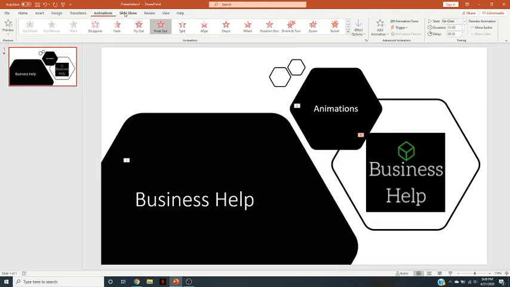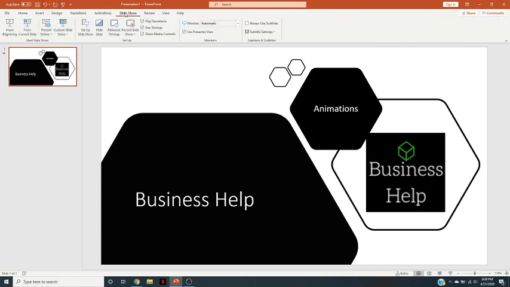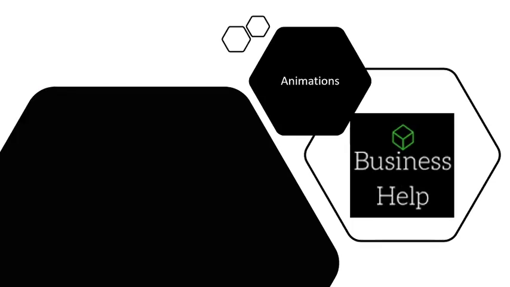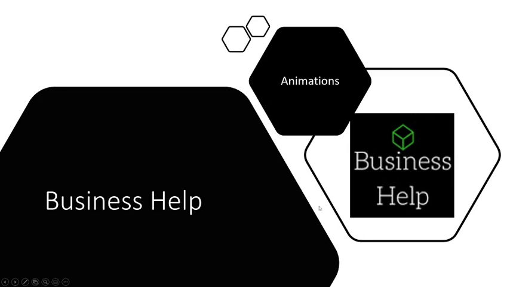Okay, so now I'm going to go ahead and present. There's two different ways to present. If you don't already know, you can do it from beginning. You can click up here on this button, or you can click right there, the slideshow button. All right, so now Business Help, that would appear right there after I clicked.